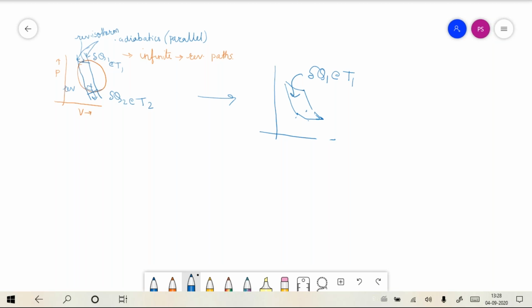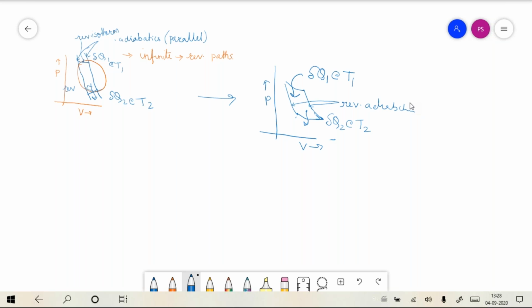There is a heat rejection del Q2 at T2. Okay, and the other two processes, what are those processes? The other two processes are reversible adiabatics. Okay, so this is sort of representation.